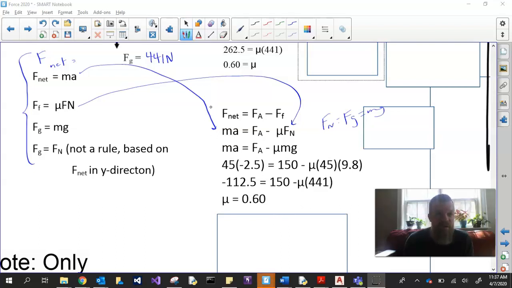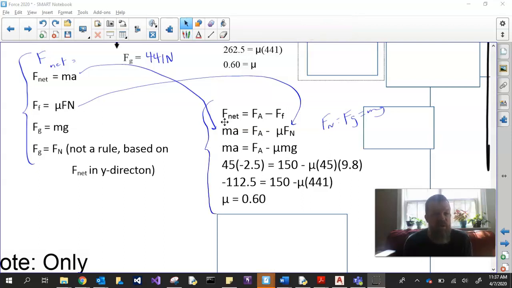This method right here will work for all of these questions. It's substitution, but you need to show me, you always need to start off with this first equation based on the free body diagram. You can skip the second one because it's the same as this one, except I've changed mg. So I make my substitution, plug my numbers in, find the coefficient of friction. This will work for all of your equations.